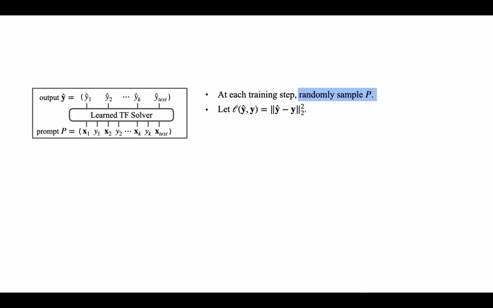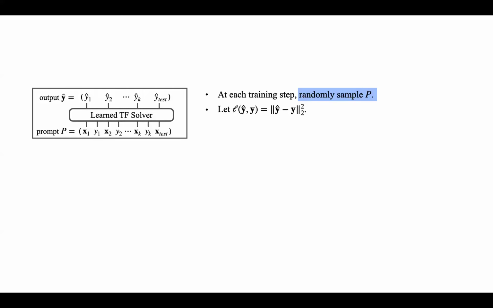Just to mention, every time during the training step, we randomly sample these prompts. So there is not a fixed data set for these prompts, and every time they are generated randomly on the fly. So the transformer is not likely to see two identical prompts during training. That's just how they designed their training algorithm in the previous work, and we just follow it.